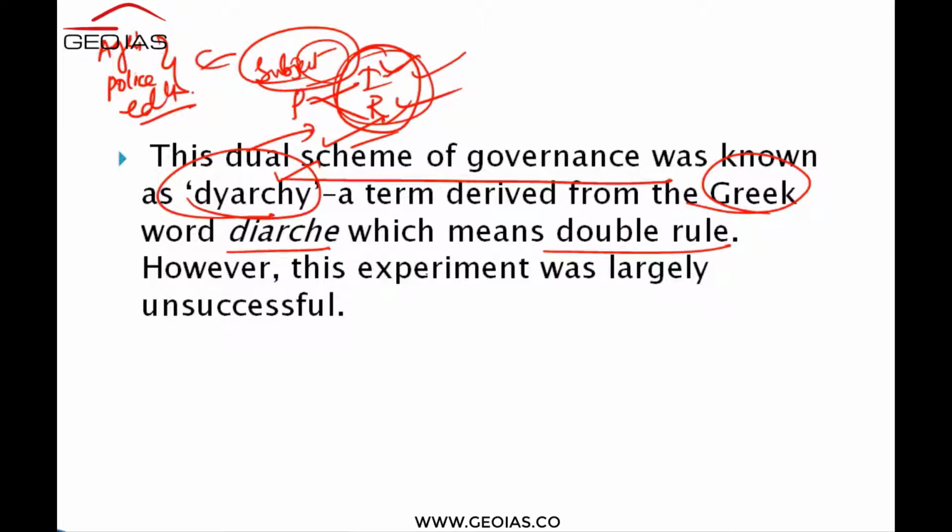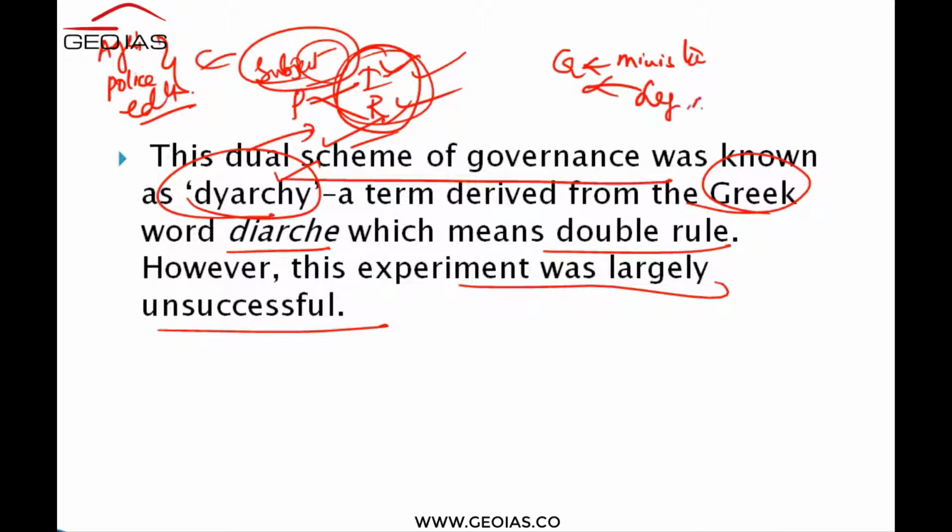However, this experiment was largely unsuccessful. It was unsuccessful because there was a clash between the governor and the ministers, and the legislative council also. Governor and legislative council. So that's why it was largely unsuccessful.